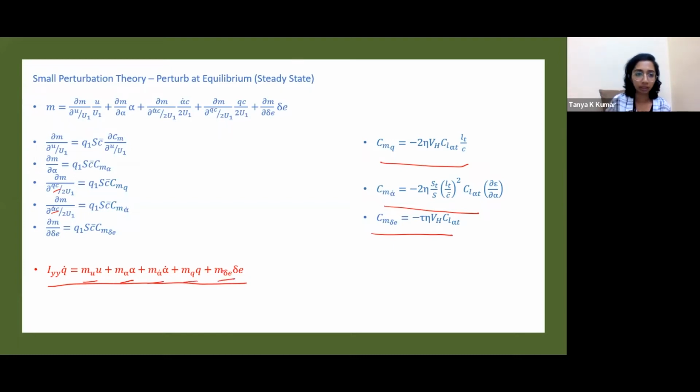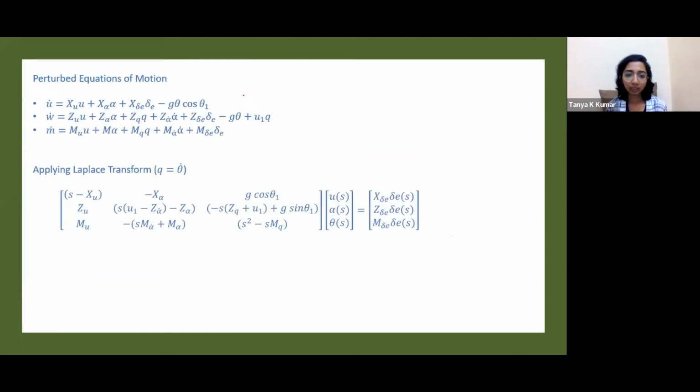Now, these are the three equations that we've got. I've just written them together. When you write them in a matrix form and apply the Laplace transform, you get a neat little matrix here in the form AX equal to B, where X is your state vector. So you get a neat equation.